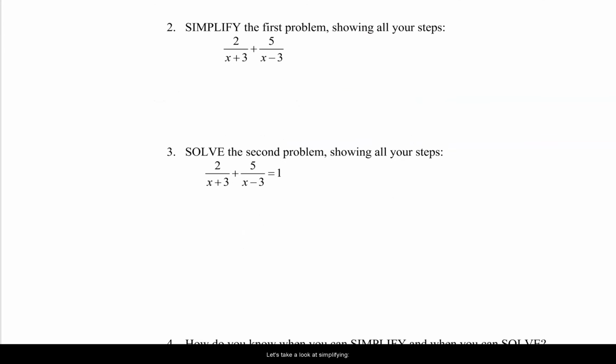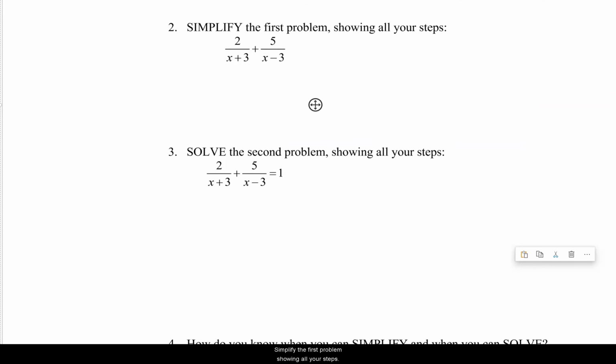Let's take a look at simplifying. Simplify the first problem, showing all your steps. So the first step is to determine what is that least common denominator. And we look at the first fraction. The denominator is x plus 3, so we'll write that down. We don't have to worry about factoring. There is nothing to factor out. These are as simple as they can get. So we take the whole denominator. We look at the second fraction. Is that denominator expressed in our LCD? We do not have x minus 3, so we're going to include it in our LCD.